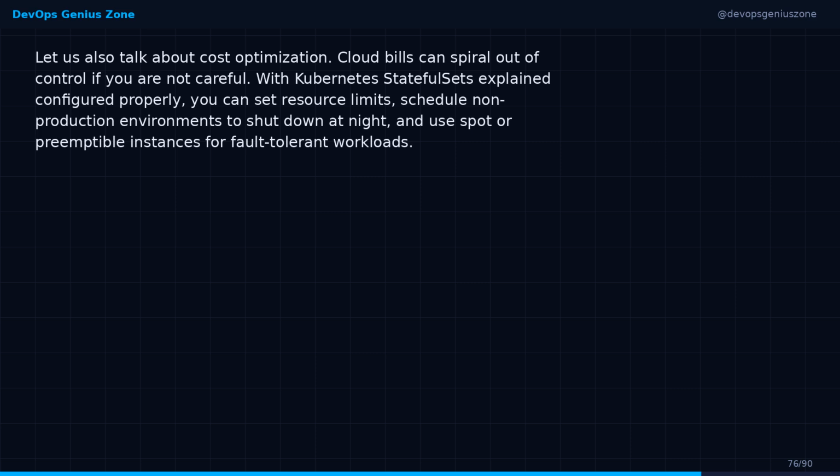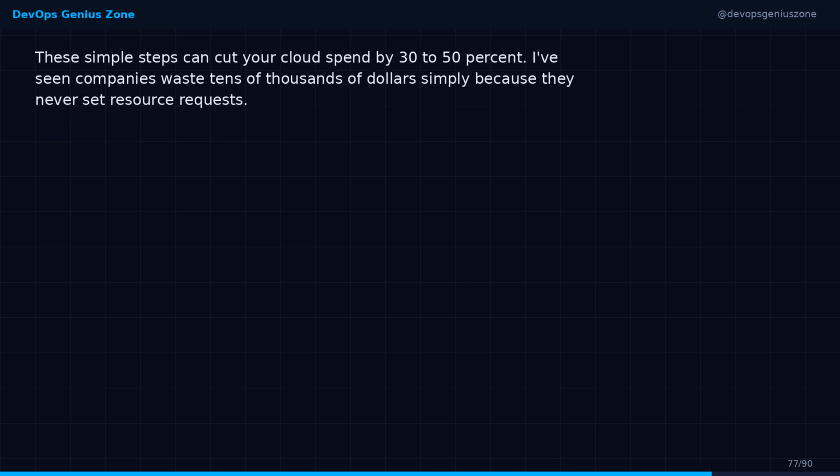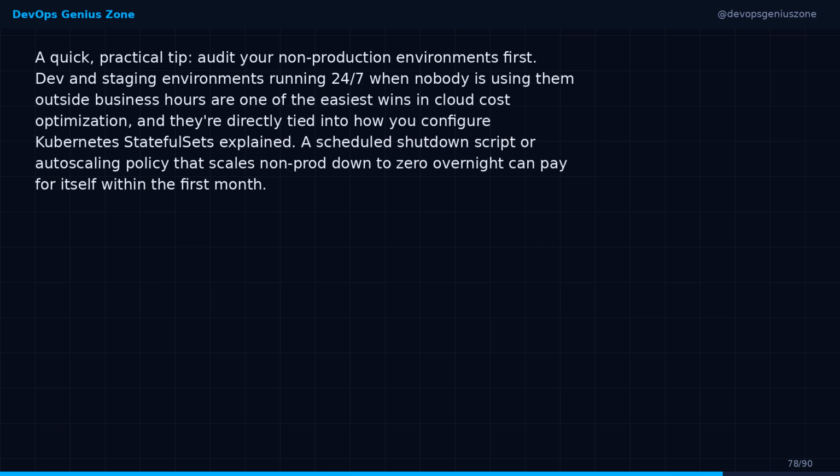Let us also talk about cost optimization. Cloud bills can spiral out of control if you are not careful. With Kubernetes StatefulSets explained configured properly, you can set resource limits, schedule non-production environments to shut down at night, and use spot or preemptible instances for fault-tolerant workloads. These simple steps can cut your cloud spend by 30 to 50%. I've seen companies waste tens of thousands of dollars simply because they never set resource requests.